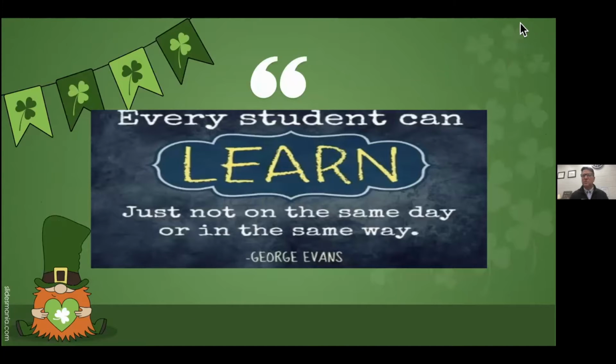I wanted to just take a minute and talk about something that I firmly believe in. It's a quote by George Evans, and it says every student can learn, just not on the same day or in the same way. And that is something that we really share a belief in at KVEC. That's one of the things that we pride ourselves in, that we are including everyone on assessment. We're including everyone in our classrooms, and we're not excluding folks from anything when it comes to education.